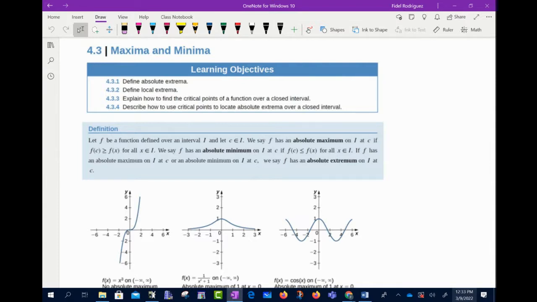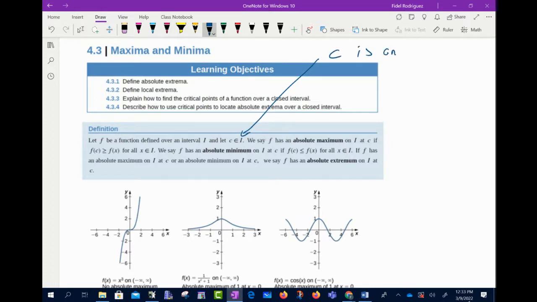Okay, so we got a little definition here. It says let f be a function defined over an interval I, and let c be an element of I. So c is just going to be a number in that interval. Okay, so I don't know how much exposure some of you have had to notation like this, but I'm just going to give you some.